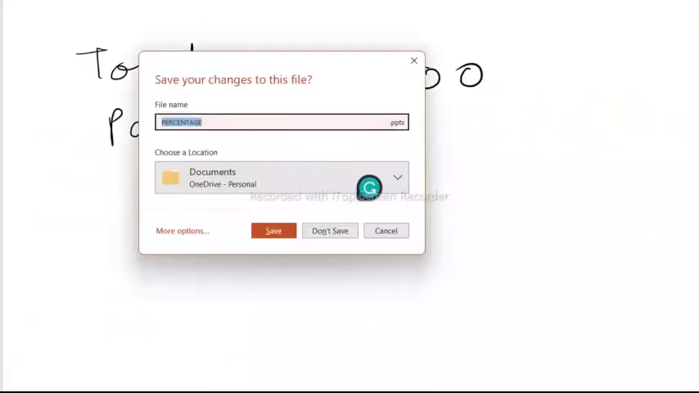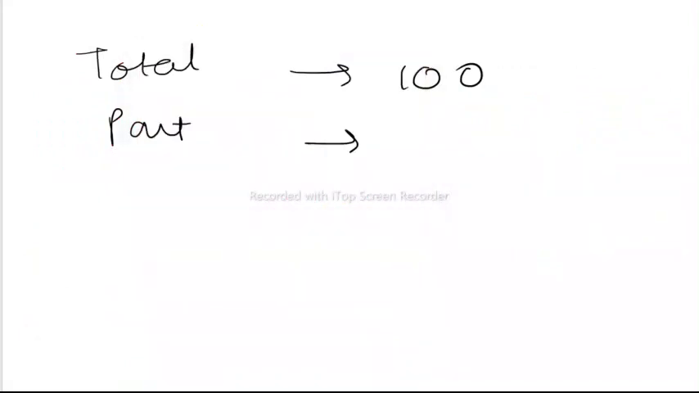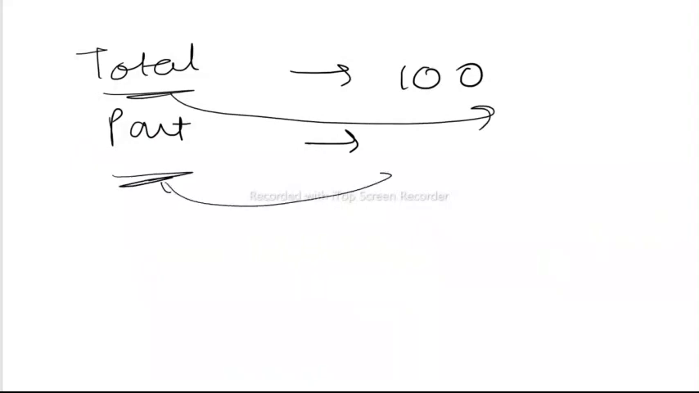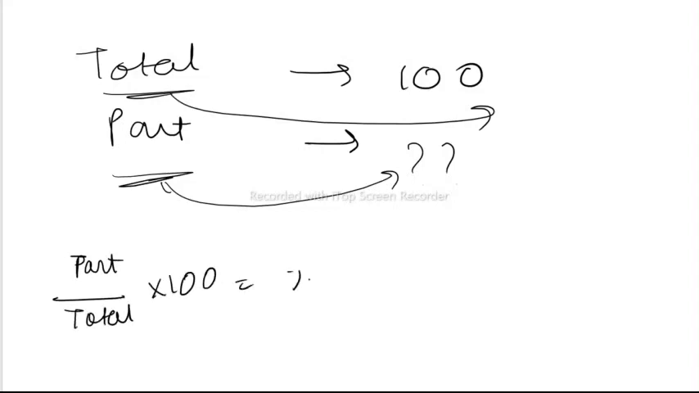I'm doing nothing. I'm just writing total in terms of 100, and then I'm asking you how much is the part of it. So very simple formula we use for this one. What is it? You write the part of it, you divide it with total, and then you multiply by 100, and then you're going to get the percentage that this part makes of the total.